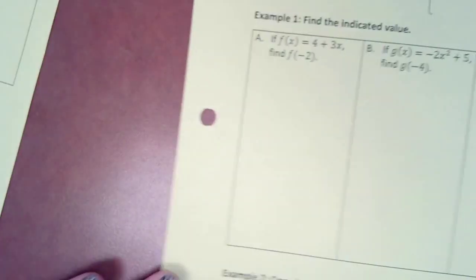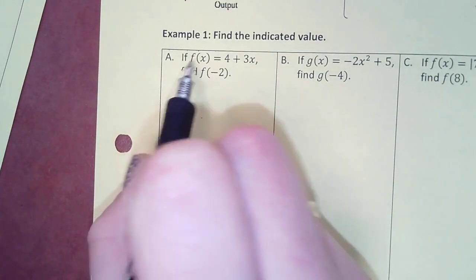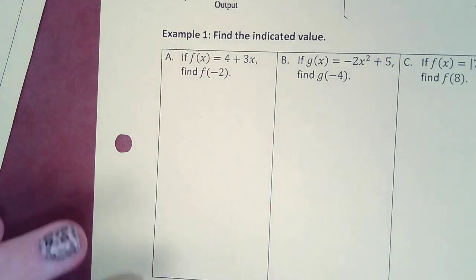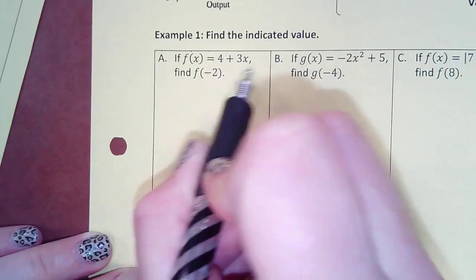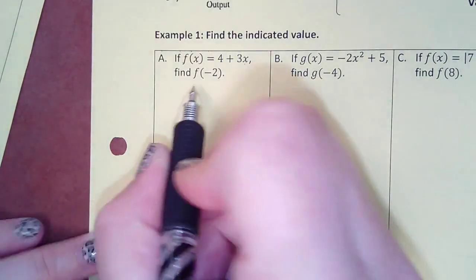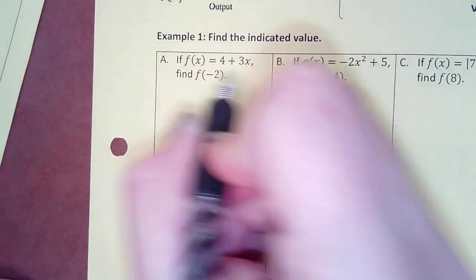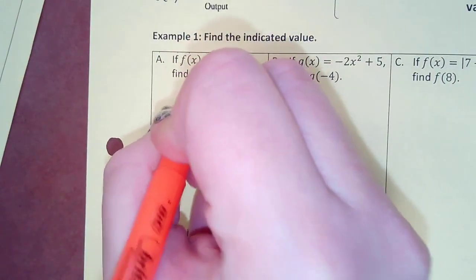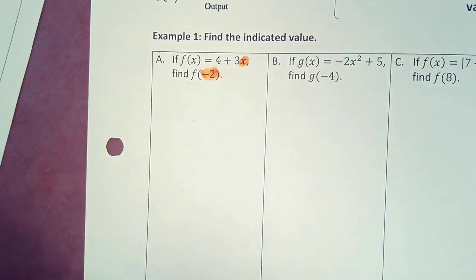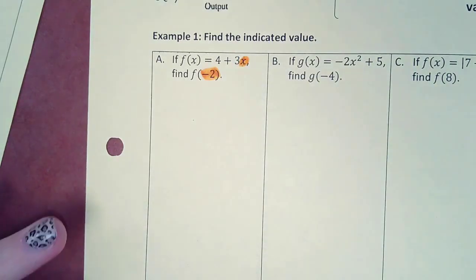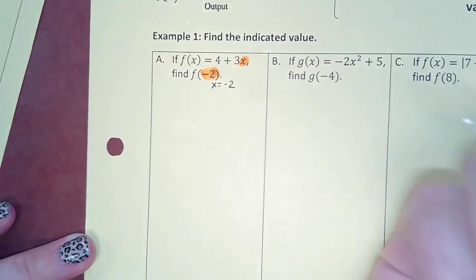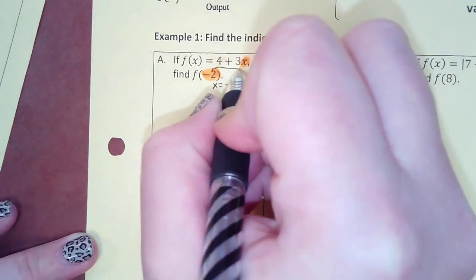For 1a, it says that our function is named f of x. F is the letter that we're calling the function. X is here because in our equation we have x. I'm asking you to find f of negative 2. So instead of x, we're going to put a negative 2. Or I'm thinking, when x equals negative 2, what happens? So let's plug this in here.